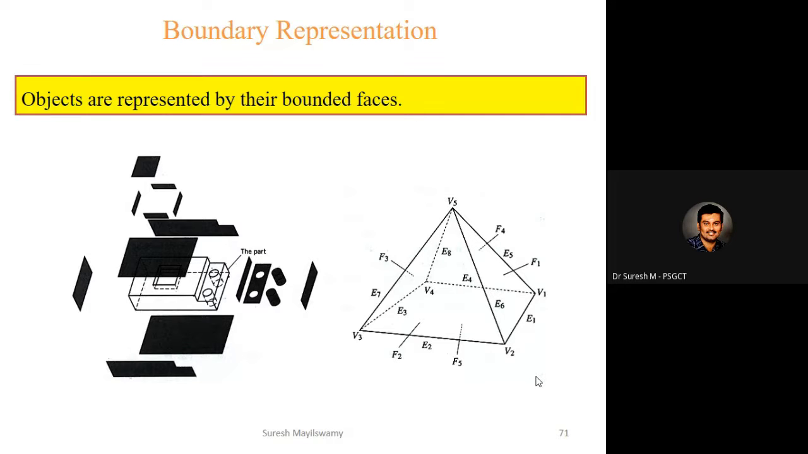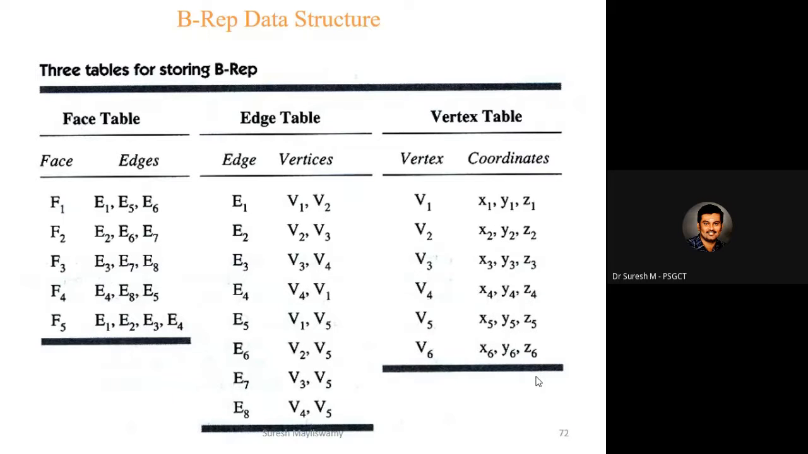So objects are represented by their bounded faces. So here we have a triangular prism, a square pyramid or rectangular pyramid. Based on the faces, we will develop the face table, edge table, and vertex table. First we should know the number of faces required, number of edges required, and number of vertices required to develop this geometry. For that we need to develop a data structure. So this is called as a data structure.